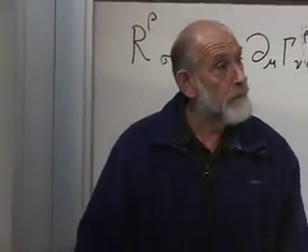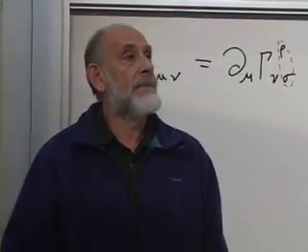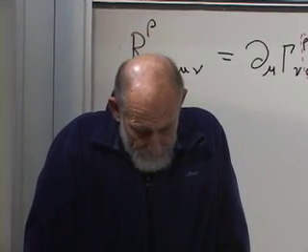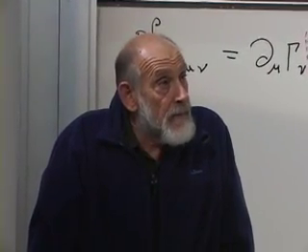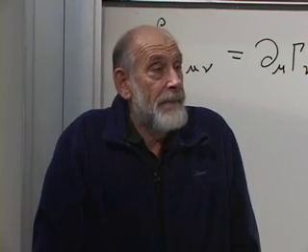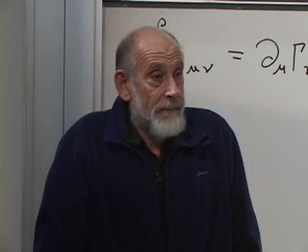Question? Can you illustrate what it means to keep a vector parallel to itself when you move in a curved surface, like on the surface of the Earth? I have a vector that's parallel to the surface. How do I know that I'm keeping it parallel to itself as I move along the surface of the Earth?